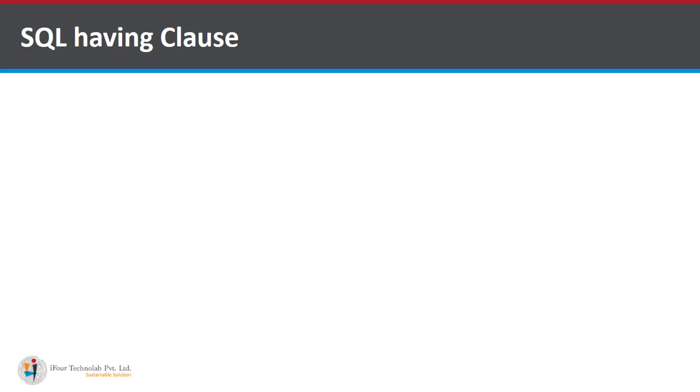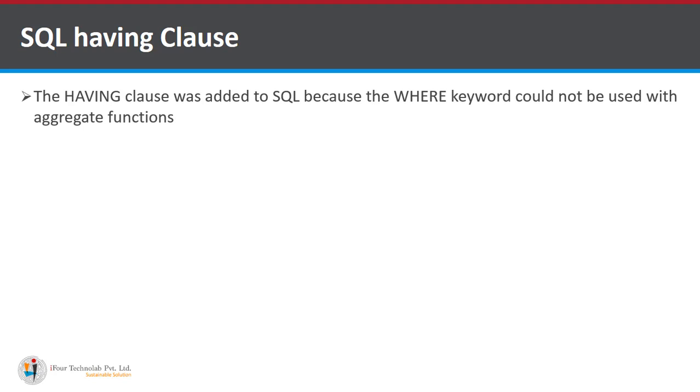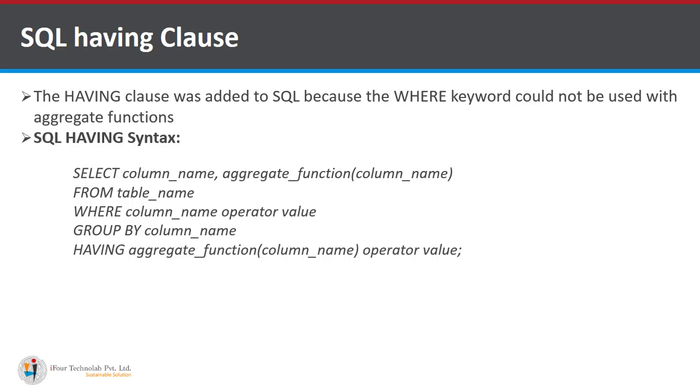name. The SQL HAVING clause was added to SQL because the WHERE keyword could not be used with aggregate functions. Suppose there is a condition where you want the maximum salary from the table employee. So you will group by on the basis of maximum salary. But now you want to add a condition where the maximum salary is greater than 5,000. So you have to use the HAVING syntax with the GROUP BY statement. Let's have a look at the HAVING syntax.